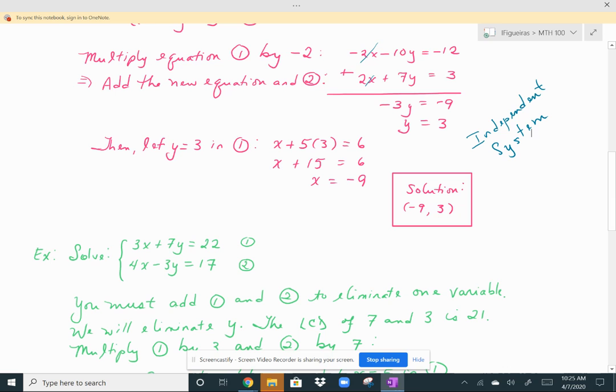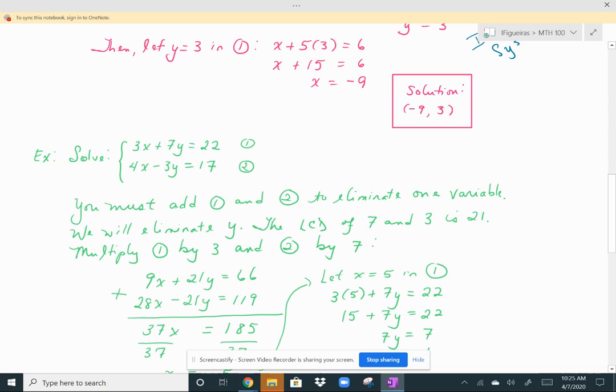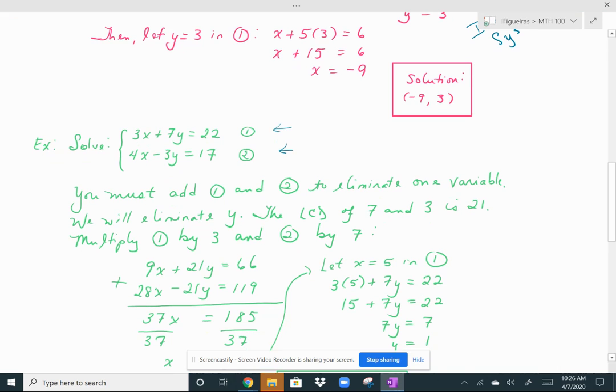All right, so let's move on. This one is a little bit more challenging. We want to solve the system that you see right here. Again, I've called the first one equation 1 and the second one equation 2 just to make it easier to keep track of what I'm doing. Again, I cannot eliminate a variable in the condition that they're in. If I were to add them as they are, 3x and 4x would become 7x, 7y and negative 3y would become 4y. So neither variable would get eliminated.